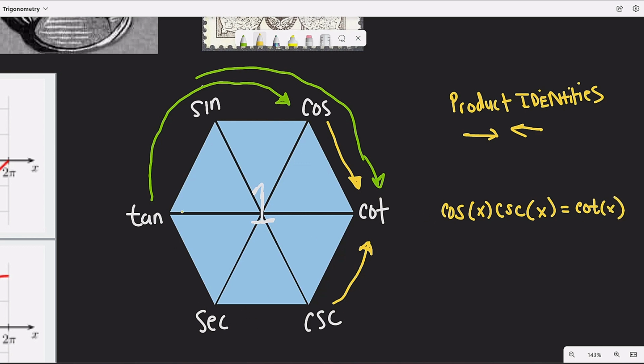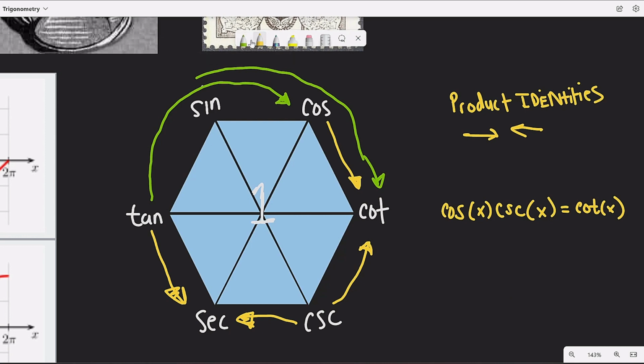And we can apply this everywhere, right? We could do cosecant times tangent, and we get our product identity. And so this is another fascinating use of the diagram, but we can go even further.